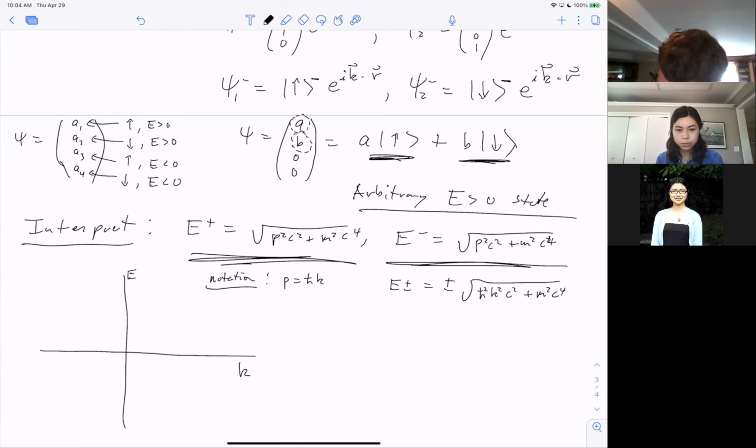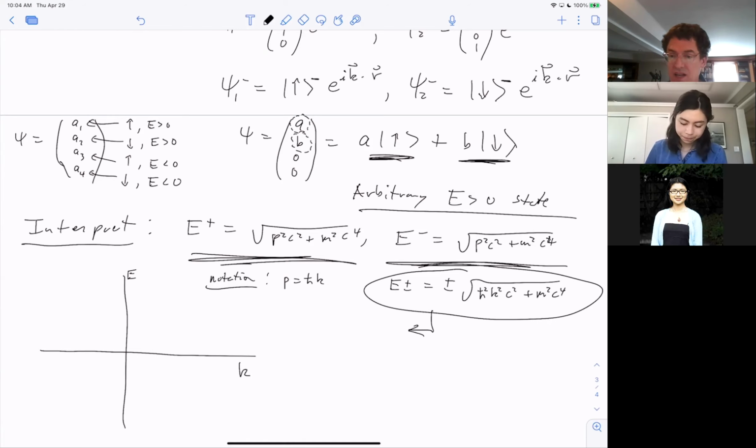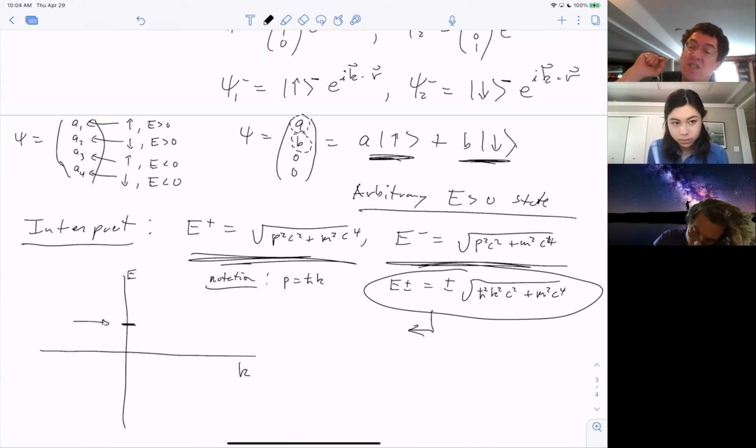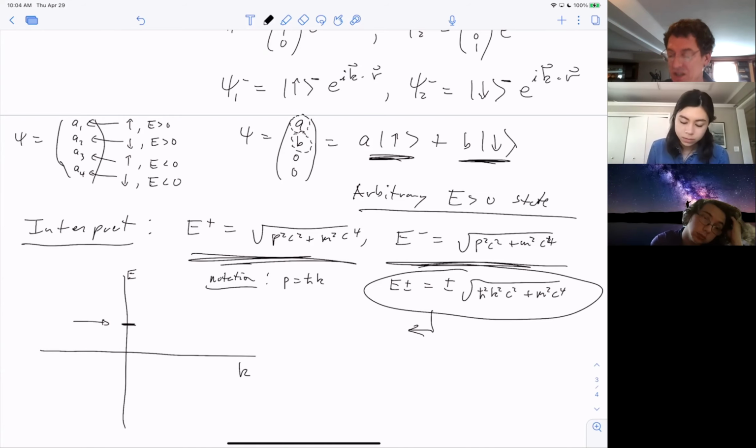Now, let's plot this function over here. And when we plot it, you see that when K is zero, then what does the energy equal to when K is zero? So in other words, I have a particle, a positive energy particle that has zero momentum. What's its energy? Look at that. Say again? Rest mass. Exactly, mc squared.